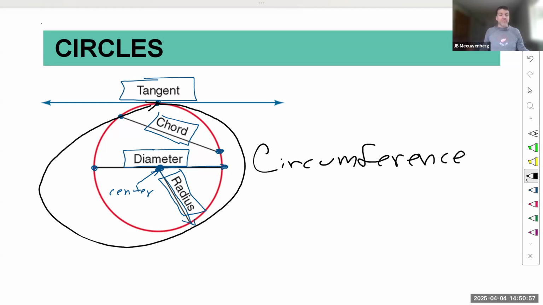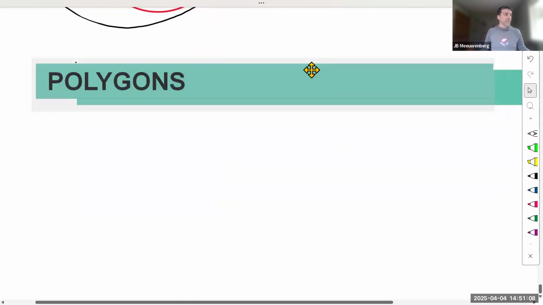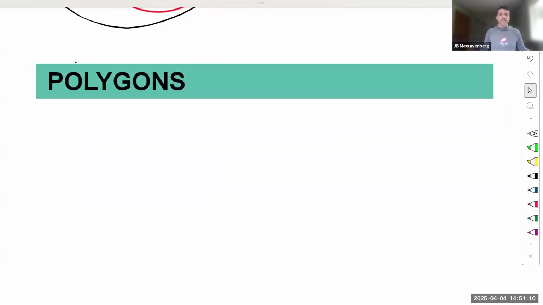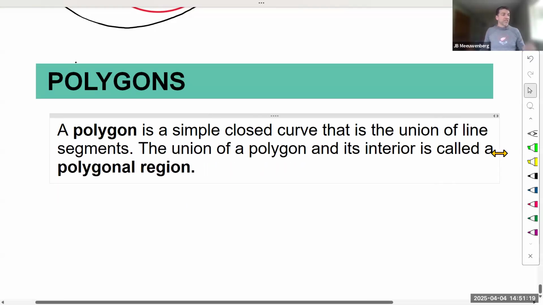But there are many other different types of simple closed curves, and we call them polygons. So let's take a moment to investigate different types of polygons. So again, if we want to look at the very official definition, a polygon is a simple closed curve that's the union of line segments. And the union of a polygon and its interior is called the polygonal region. I know that's a mouthful.